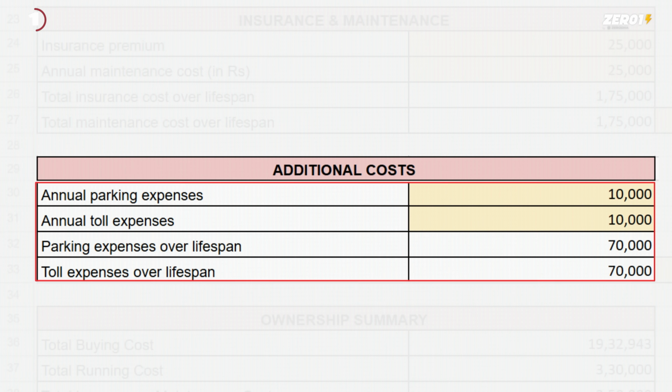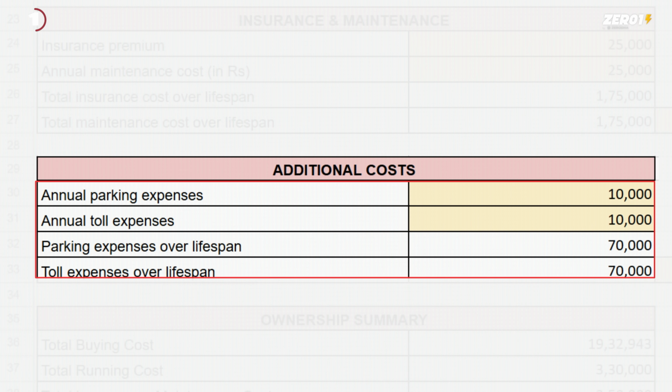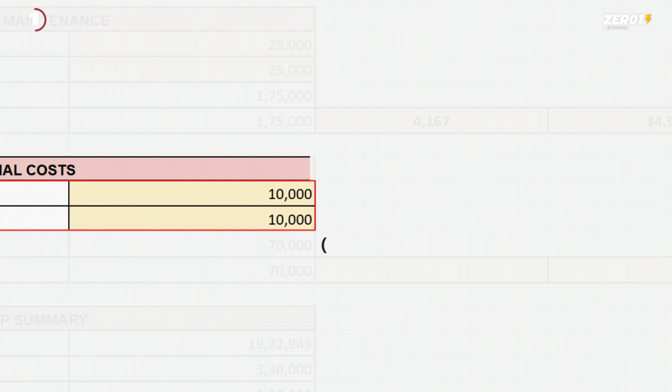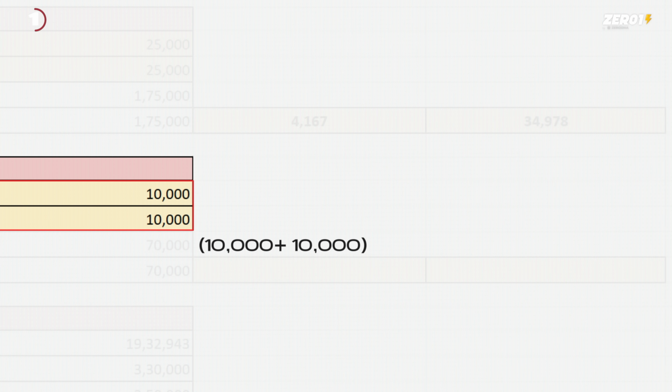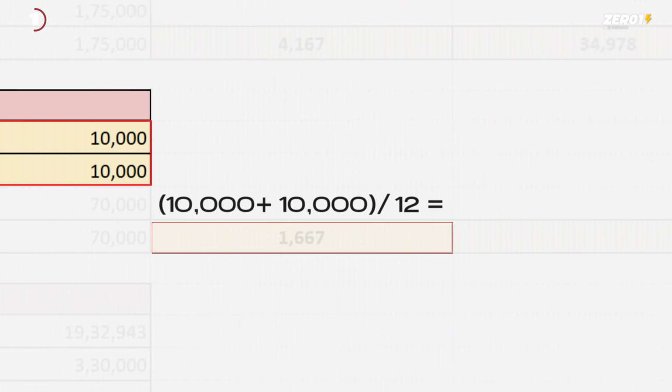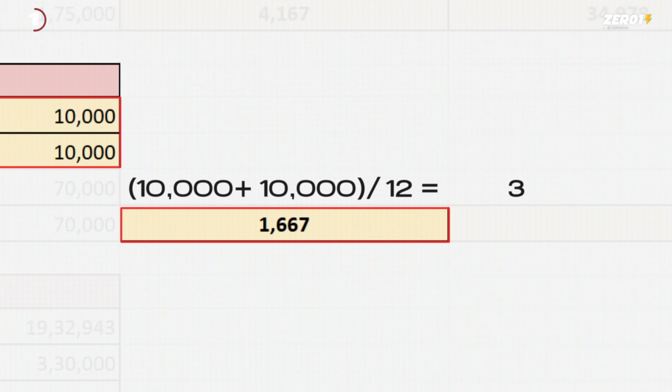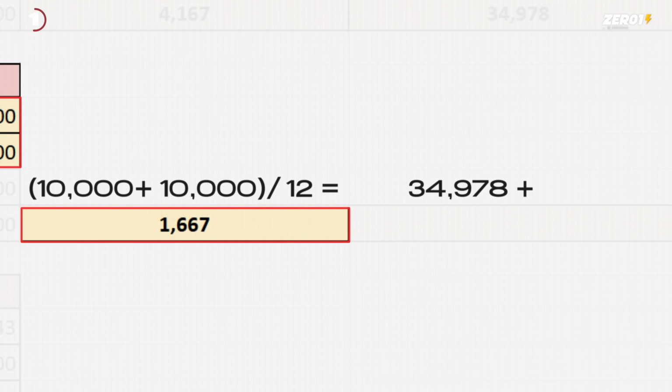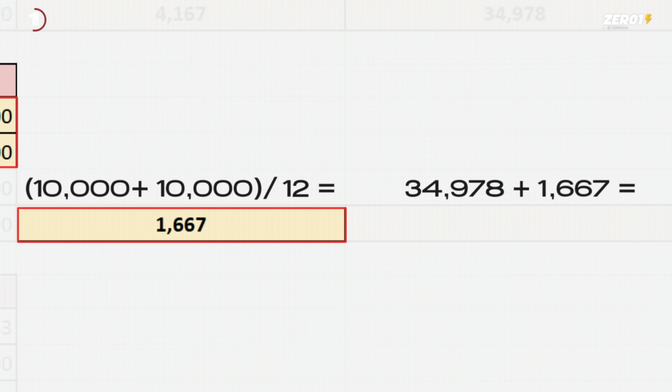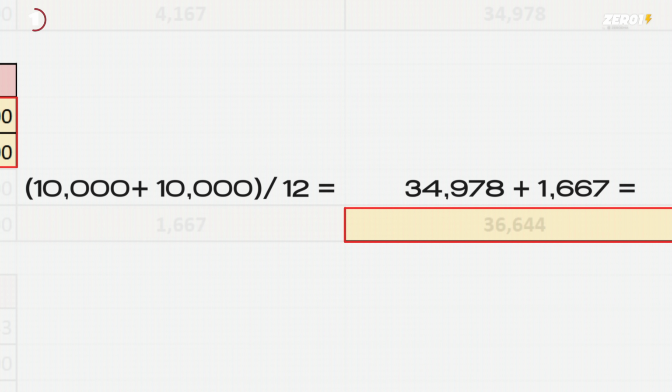And now we have a lifespan cost. Let's also add this and see what we get. 10 plus 10, and then I'll put these curly brackets and I'll divide it by 12 months because this is a yearly cost, and I've got 1,667. So I'll add my previous EMI to this expense. Now I know my EMI is now 36,644 rupees.